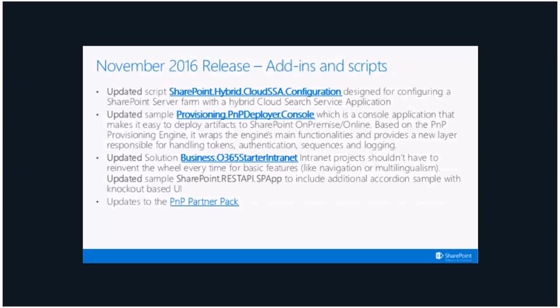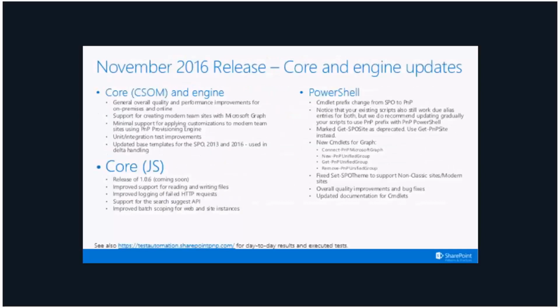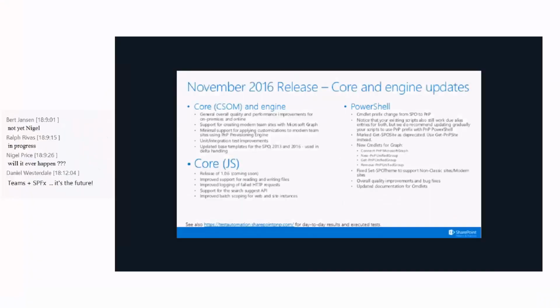showing how to build publishing sites using the existing infrastructure within SharePoint Online. And then a few adjustments in the PnP partner pack from a bug and quality perspective, addressing those bugs which have been found. From a core component and engine perspective, in the core component we always work on general overall quality and performance improvements and unit testing. But I would say that the key changes in here are related to modern team sites and how we can provision modern team sites programmatically.